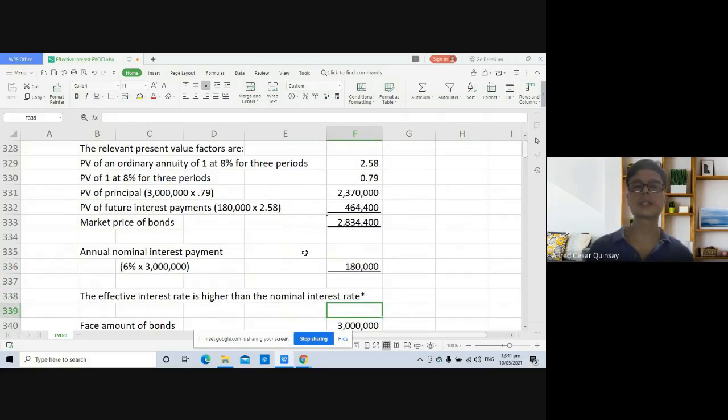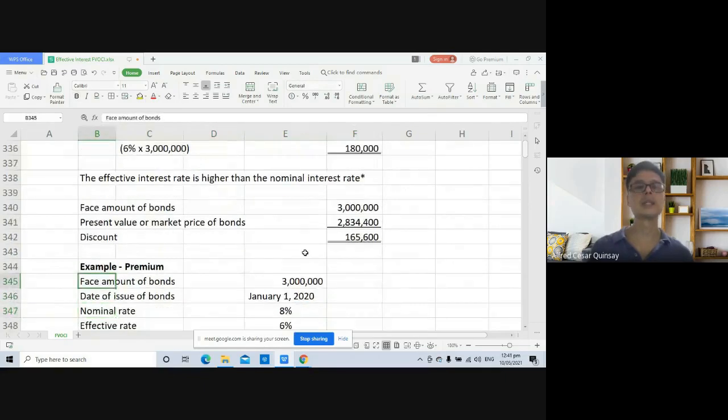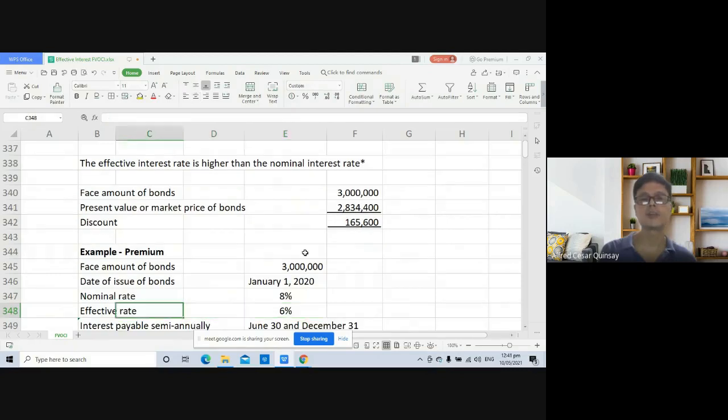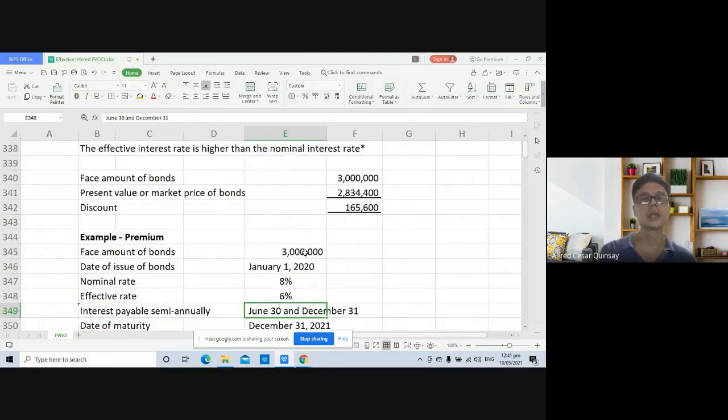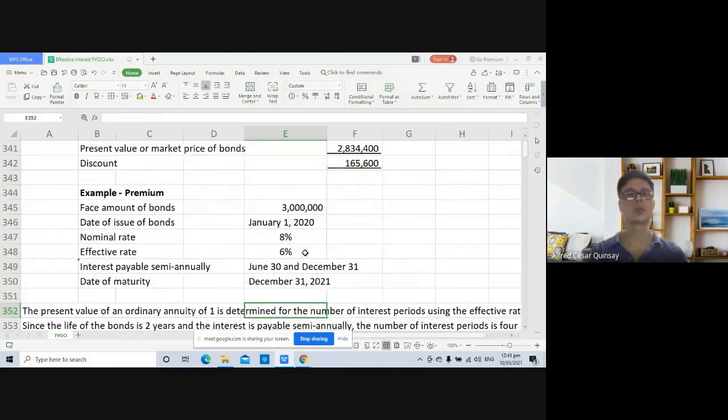Okay, so let's take up now the last example sa premium naman. So this is the face amount of the bond is 3 million. The date of the bonds is January 1, 2020. The nominal rate is 8% and the effective rate is 6%. Interest is payable semi-annually on June 30 and December 31. So the date of maturity is December 31, 2021.